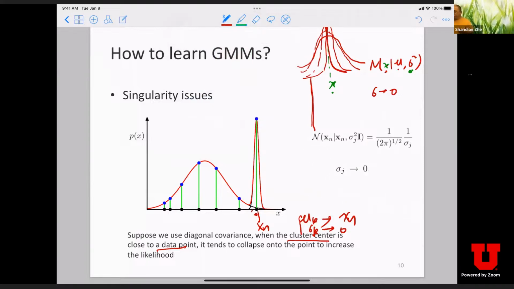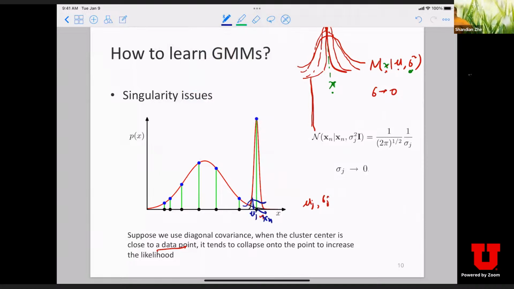Suppose we initialize some mu g and sigma g. This corresponds to a particular cluster; it has its mean and variance. Suppose my initialization is very close to some data point xn, and the variance might be not that large, not that small. It might be flat at the beginning. So this is my mu g, and this is a data point xn.